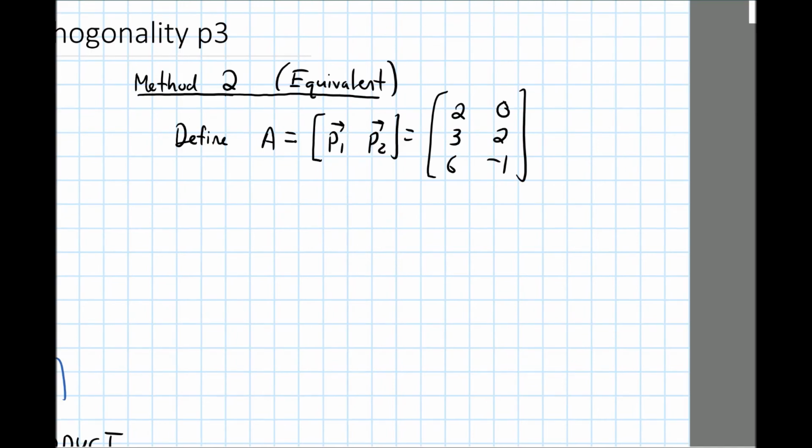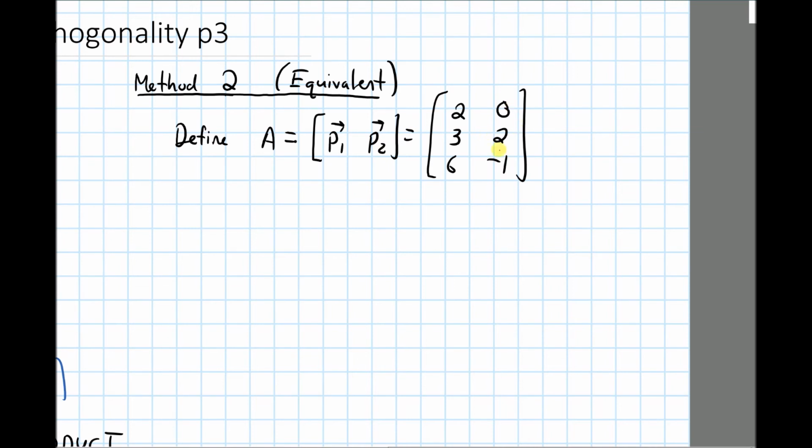So next, I want to do this in another way. This next method, it turns out, is equivalent to the first thing that we just did, but it's a little bit more compact in terms of notation, and that lets it generalize nicely if we wanted to do this with more vectors, if we're working in higher dimensions. So what I will do is define a matrix A, in which I put P1 and P2, these are the given vectors, as the columns. I've gone ahead and done that.